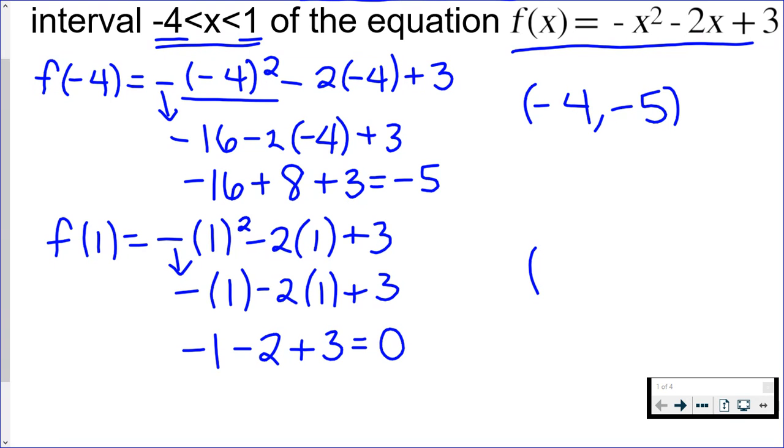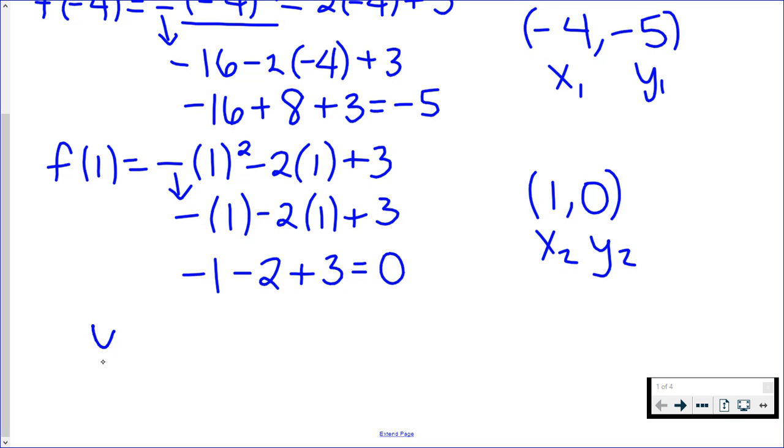So again, my input was 1, so x is 1. My output was 0, so y is 0. So now I have 2 points on the parabola. Remember what we're finding here is the average rate of change. We associate rate of change with slope. So I'm going to find the slope between these 2 points. Remember with slope, your formula is y2 minus y1 over x2 minus x1. And then you just plug in your numbers.